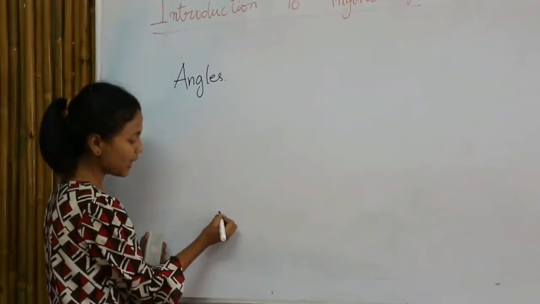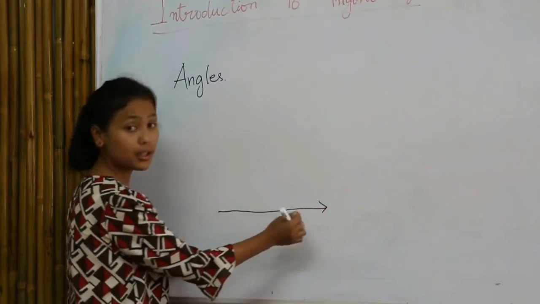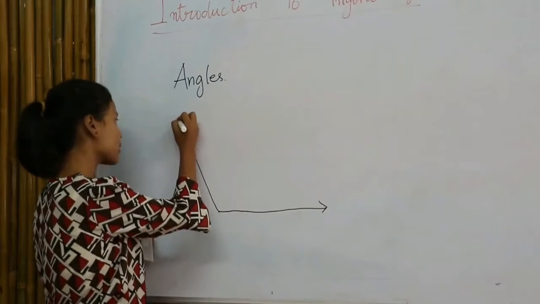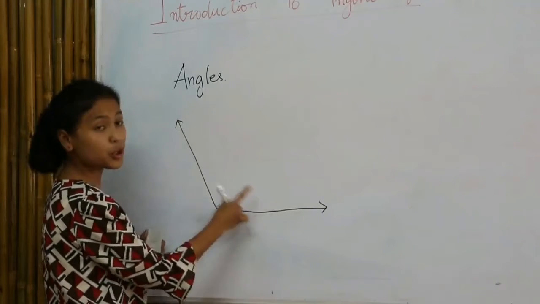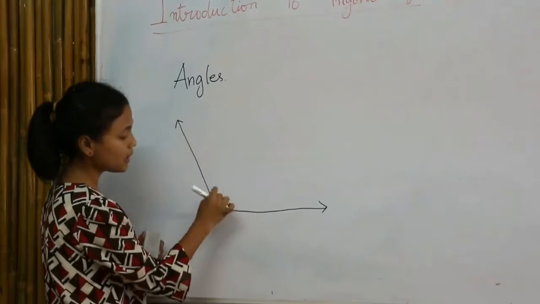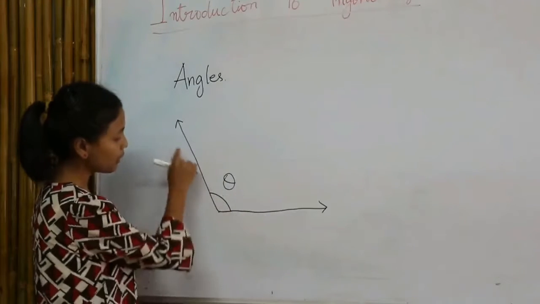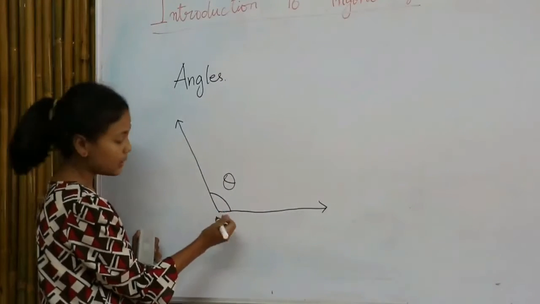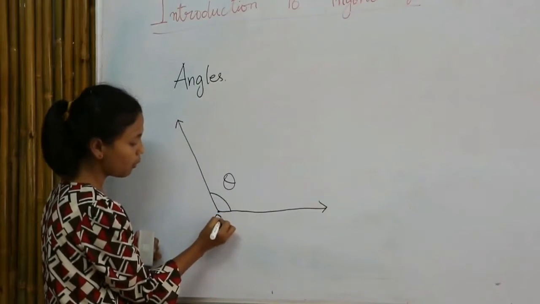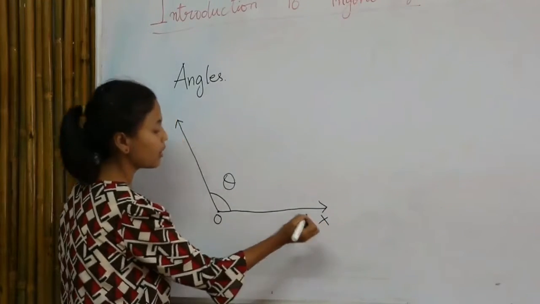If I draw a line starting from this point and it goes indefinitely in one direction, this is called a ray. If I draw another ray, suppose this one, then the measure between these two rays is called an angle. Let us denote this angle by theta. You can see here that these two rays originate from the same point. This is called the vertex. Let us denote this vertex by O. Let us denote this one ray by OX and the other ray by OB.